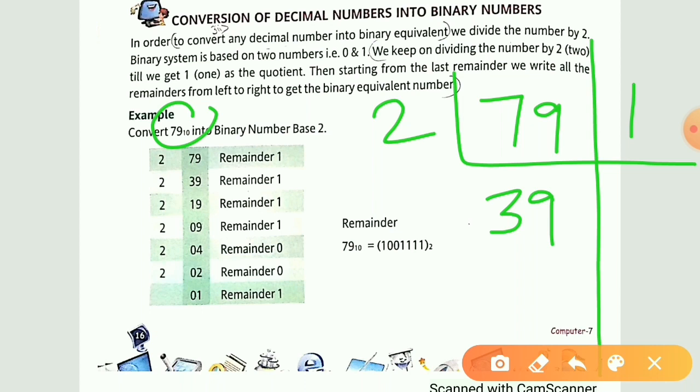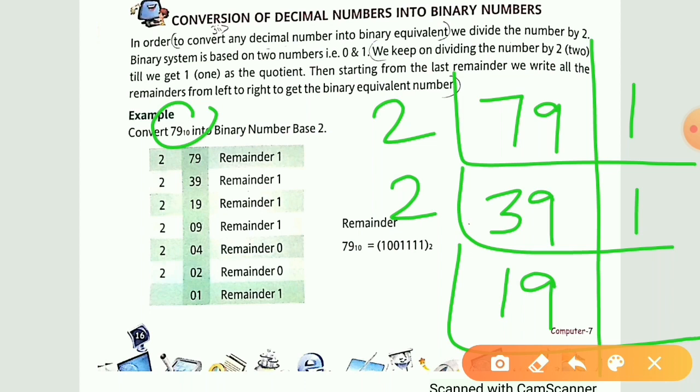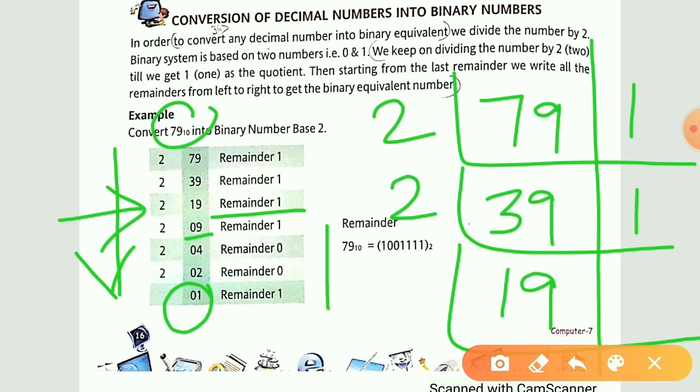Now again divide this 39 by 2, you will be getting 19 as a quotient and 1 as a remainder. Now again, if you divide 19 by 2, then you will be getting 9 as a quotient and 1 as a remainder, and you do this until you get 1 as a quotient. Now what you have to do is just reverse the process. It means you have to start writing from the bottom up to the top.